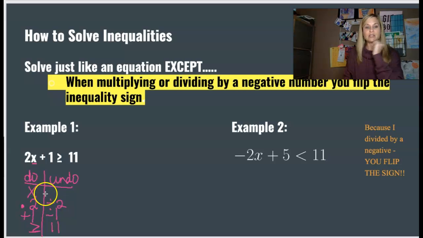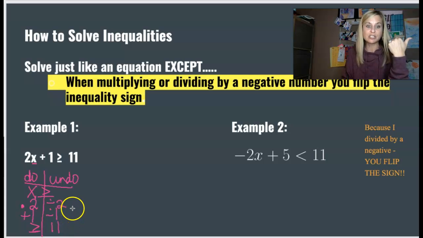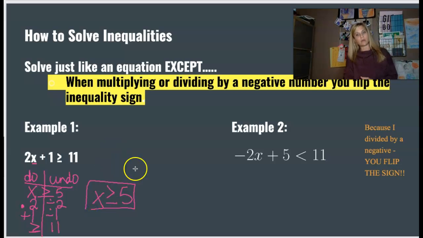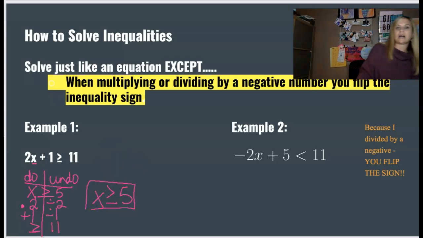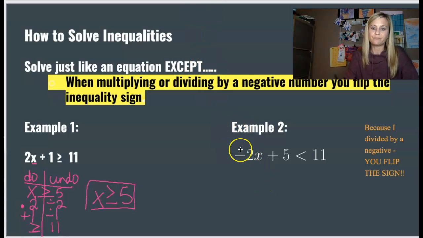And then after that, you're going to say, all right, x is greater than or equal to, that's what the little line underneath means. And so 11 minus 1 is 10, and 10 divided by 2 is going to give us 5. So x is greater than or equal to 5, and that's your final answer. So that's what it's going to look like, okay? Now we're going to go over here to example 2, where you're actually going to have to do a flip, okay?